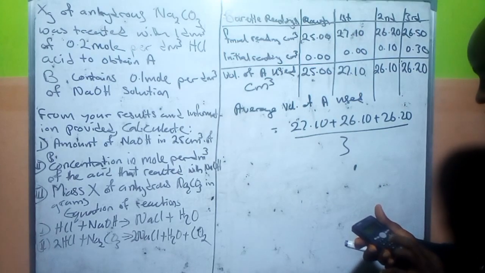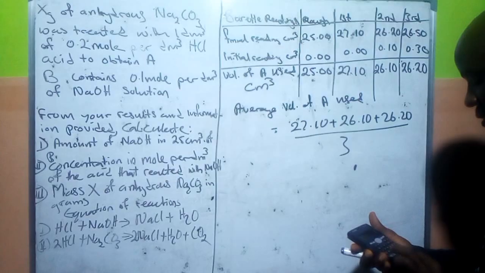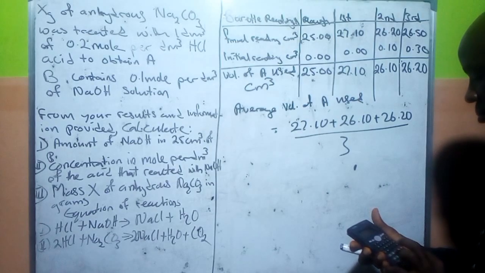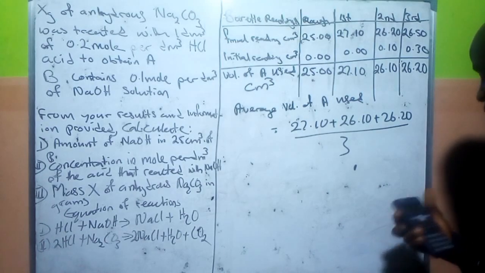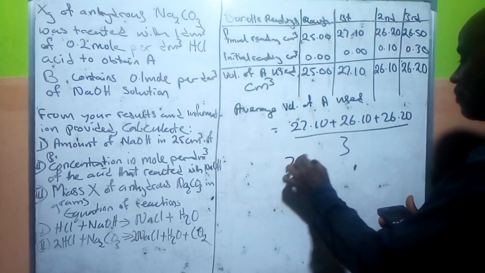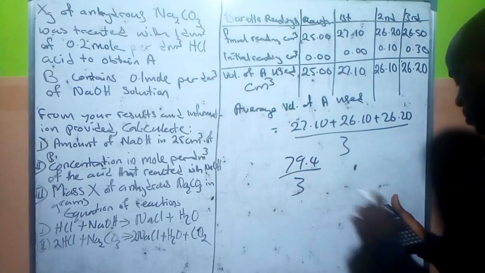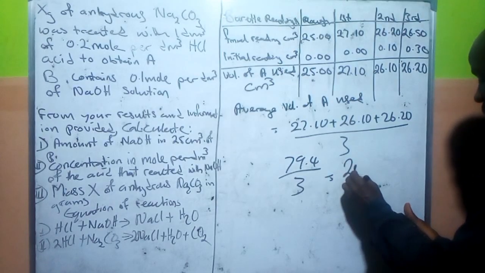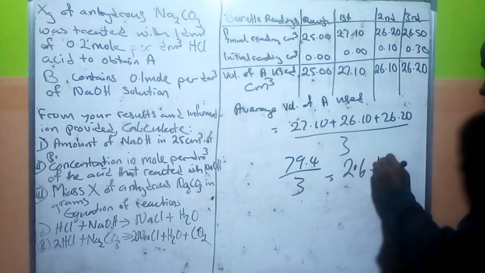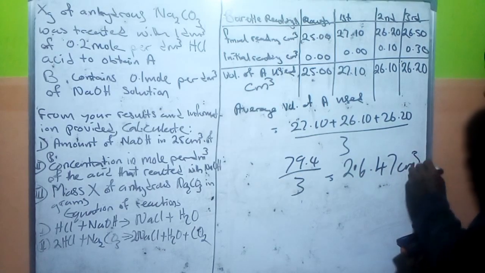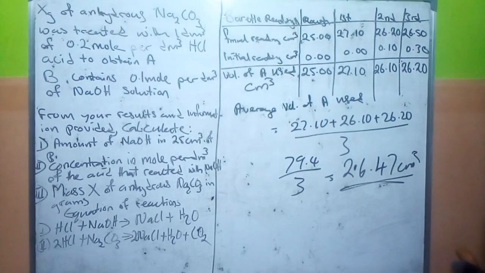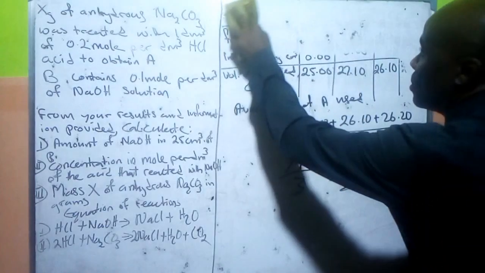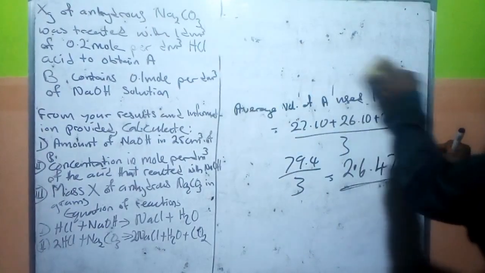So when we do that, 27.10 plus 26.10 plus 26.2 will be 79.4, divided by 3, equal to 26.47 approximately cm cube. That is what we have as our average volume of A used. So we'll keep it somewhere and start doing our work. Perhaps we can now clean here to make space for other things we want to do.